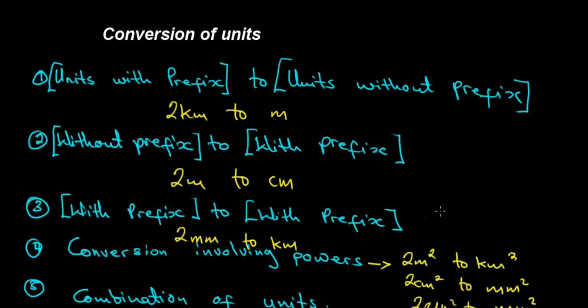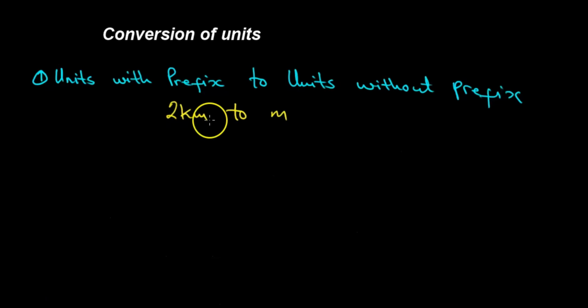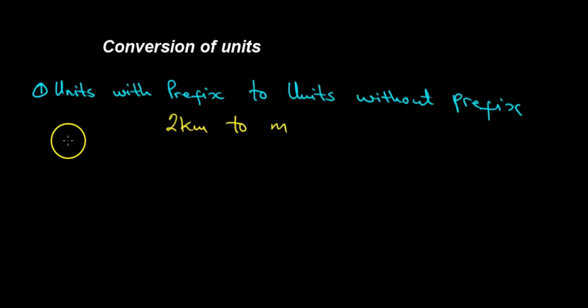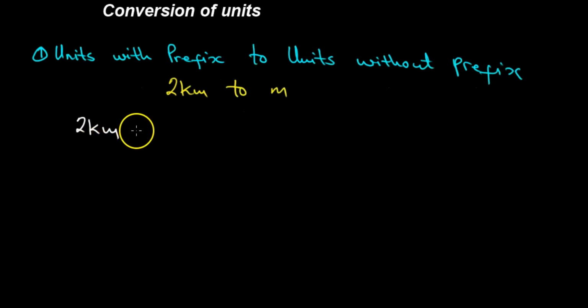So let's start with the first and the easiest one, which is units with prefix to units without prefix. Let's start with the very example I wrote here. If you are converting 2 kilometers to meters, this is going to be equal to 2. We know the value of kilo is 10 exponent 3. Then we introduce the unit. We have finished our conversion.